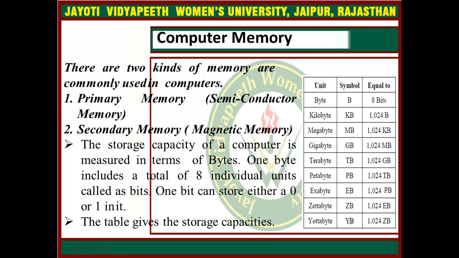The storage capacity of a computer is measured in terms of bytes, as we all know, and one byte includes a total of 8 individual units, which are called bits. One bit can store either a 0 or 1. So the table gives the storage capacity. If you are using byte, you use the symbol B, which is equal to 8 bits. Kilobyte is KB, that is 1024 B. Then megabyte, gigabyte, and so on up to yottabyte.